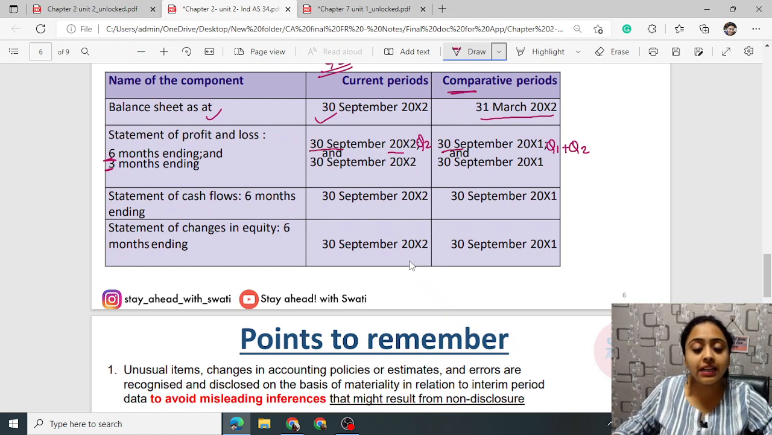Three months ending 30th September and 30th September 2001. Are you clear? Of the previous year as well. This is of the previous year, this is also quarter 1 plus quarter 2. So this is of the previous year. Are you clear?